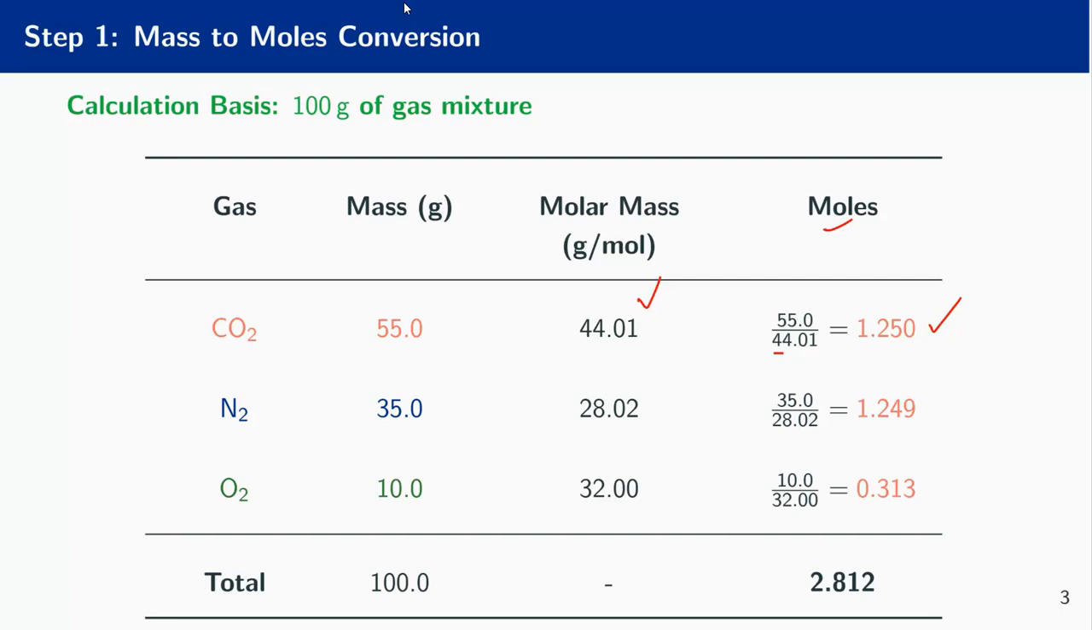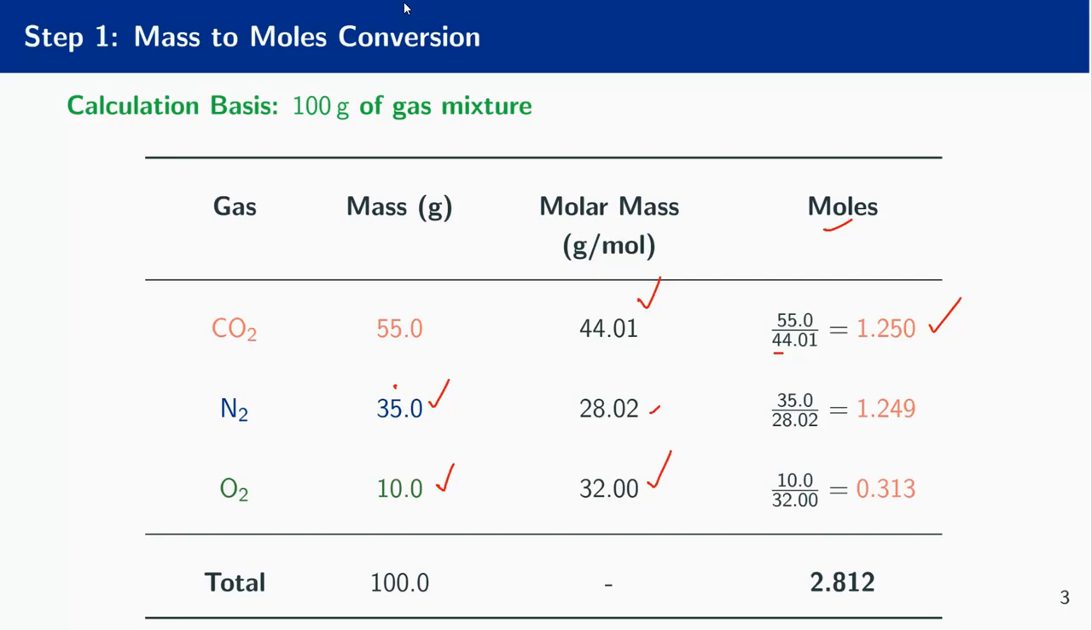So nitrogen mass is 35% in the gas mixture. So here directly we can write that nitrogen is 35 gram. Now molar mass of nitrogen we know is 28.02. So from here we can convert to moles of nitrogen: 35.0 divided by 28.02, so that is 1.249. For oxygen, 10 grams and molecular weight 32 gram per mole.